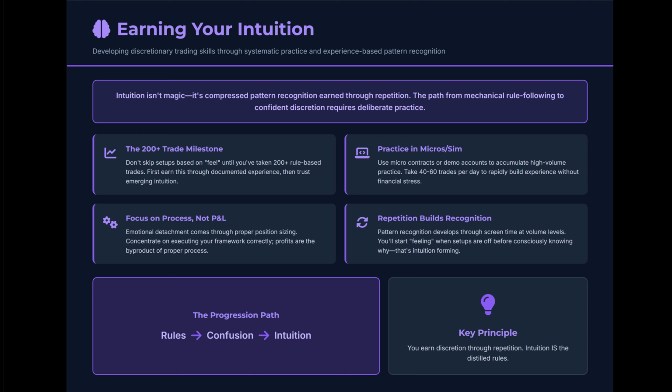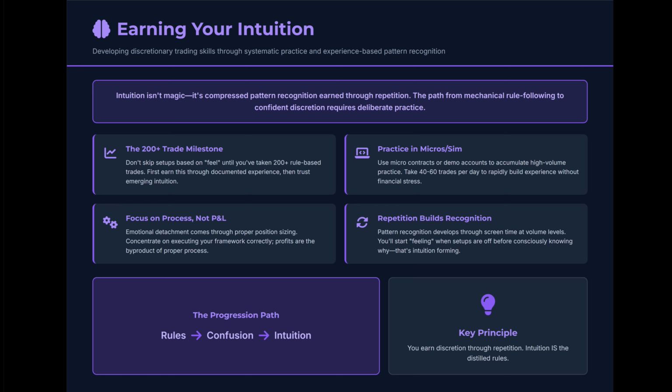Principle 4 encourages repetition to build recognition. Pattern recognition develops through screen time at volume levels. Over time, your brain accumulates a library of pattern exposures, manifesting as intuition. In practice, during the NY session, you might notice a mismatch in your setup pattern library and current conditions, signaling a lower conviction setup. After sufficient repetition, you'll know when to validate or skip trades based on intuition. Next, we'll continue with Principle 4, demonstrating how repetition reinforces your trading instincts.